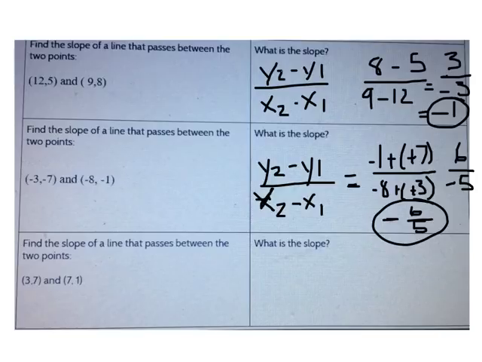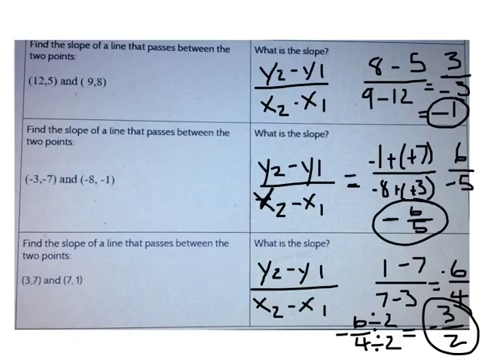Now try one more. Find the slope of a line that passes between the 2 points 3, 7, and 7, 1. The correct answer is -3/2. The change in y is -6. The change in x is 4. -6/4 can be simplified to -3/2.